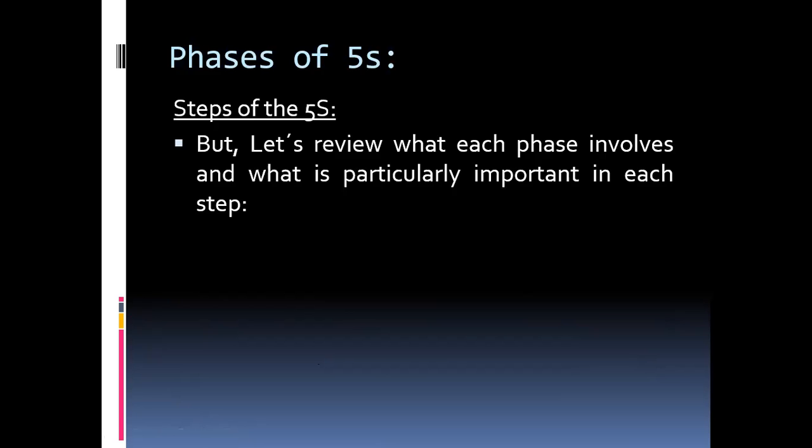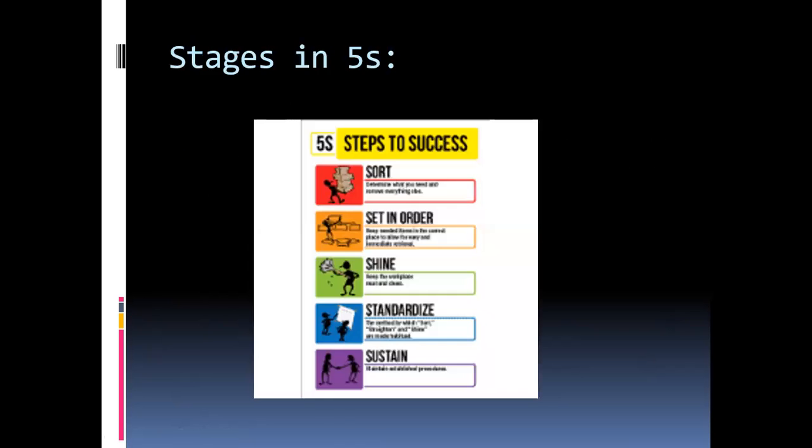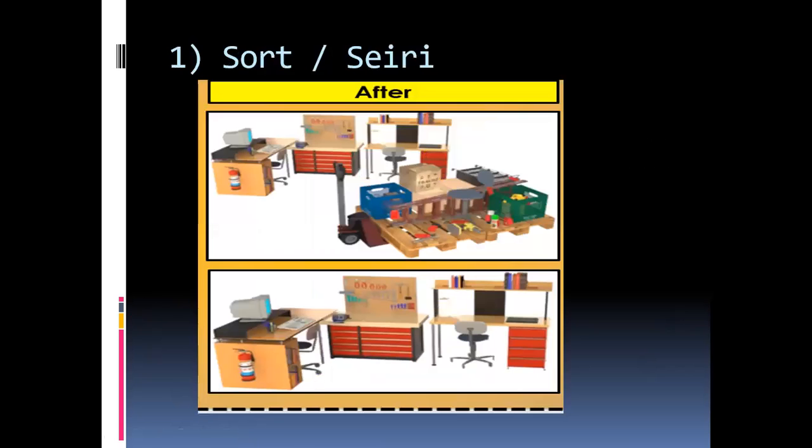In the next consecutive slide, we are going to see the different steps in 5S. Let's review each and every phase in 5S. These are the five major steps: sort, set in order, shine, standardize, and sustain. Now we will see them one by one.